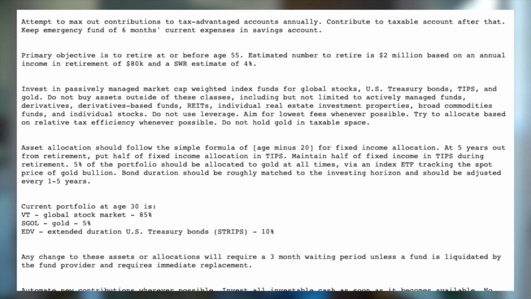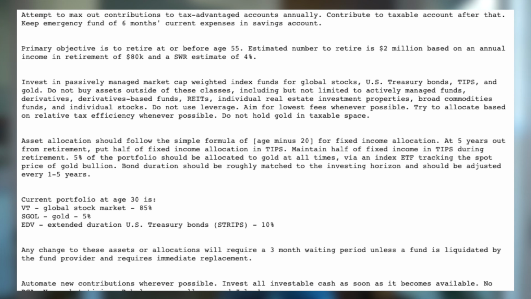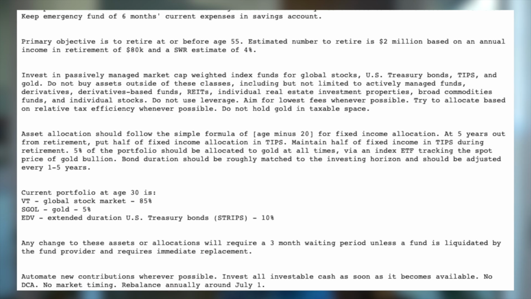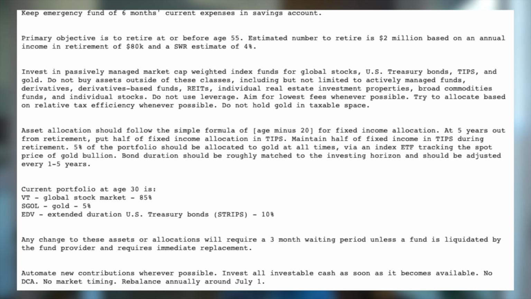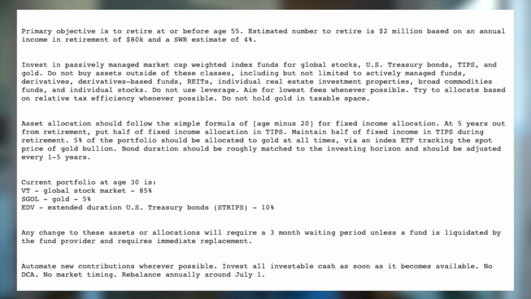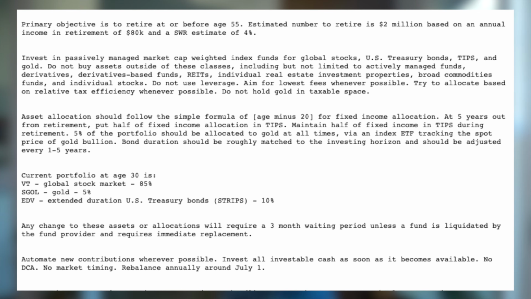Asset allocation should follow the simple formula of age minus 20 for fixed income allocation. At 5 years out from retirement, put half of fixed income allocation in TIPS. Maintain half of fixed income in TIPS during retirement. 5% of the portfolio should be allocated to gold at all times via an index ETF tracking the spot price of gold bullion. Bond duration should be roughly matched to the investing horizon and should be adjusted every 1 to 5 years.